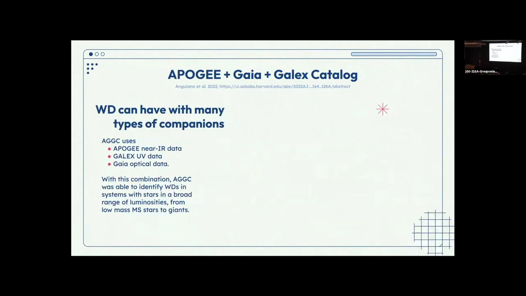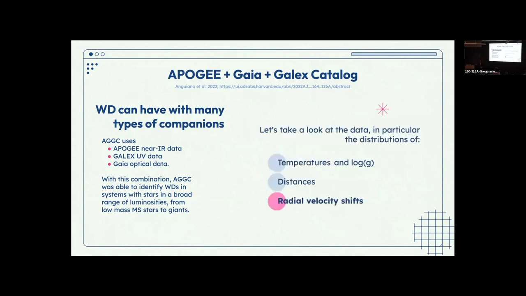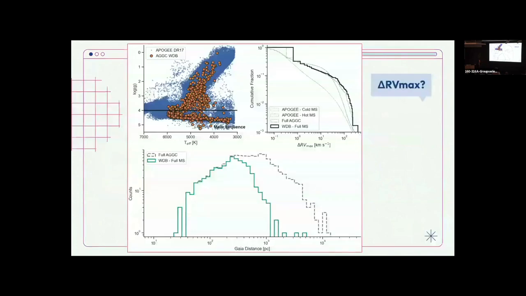We're using this catalog that's combining APOGEE, GALEX, and Gaia. We're calling it AGGC. So we have a bunch of different white dwarfs with a bunch of different types of companions, but we are focusing on the main sequence companions. We can of course look at a lot of data from this, but we're focusing also on the radial velocity shifts that we have from this population. This is just an overview of the population, and I want to particularly call your attention to the delta RV max distribution up there.